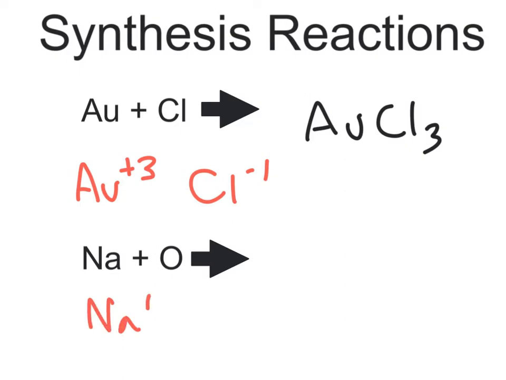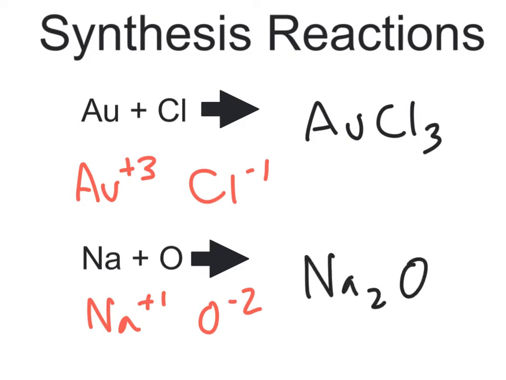Likewise, when we look at combining sodium and oxygen, we have to look at the charges of each element. Sodium has a plus 1 charge, while oxygen has a minus 2 charge. When we crisscross these two elements, we end up with the formula Na2O.